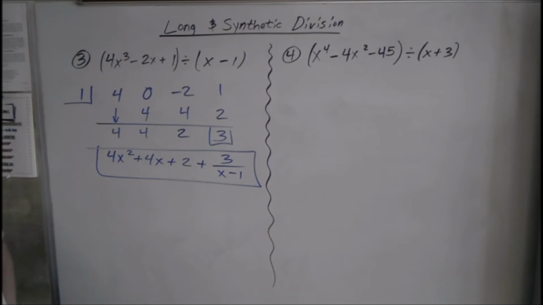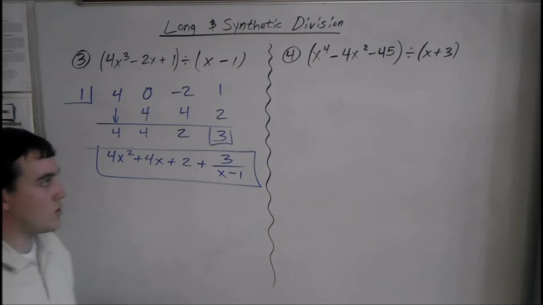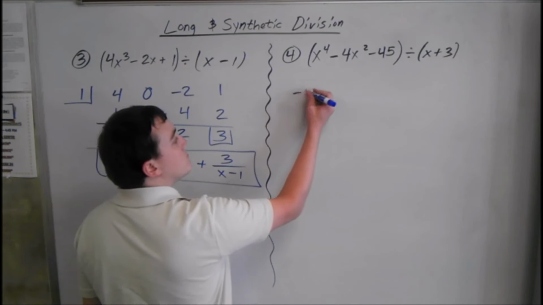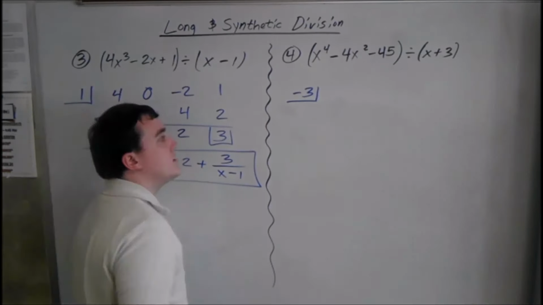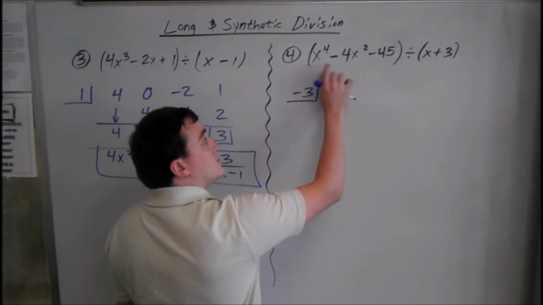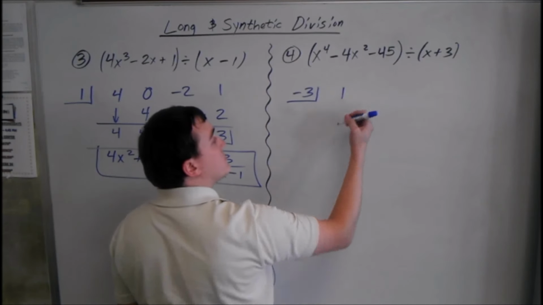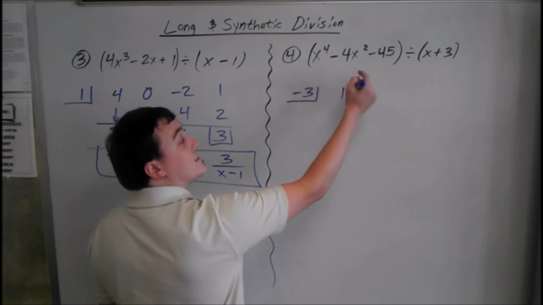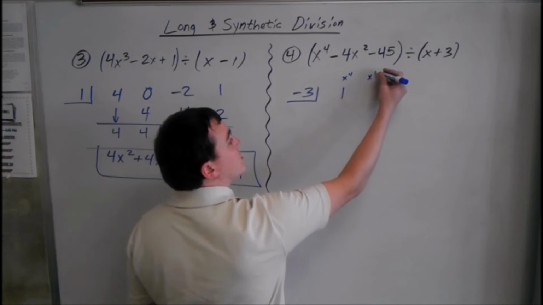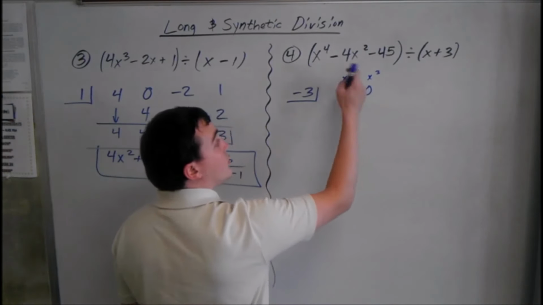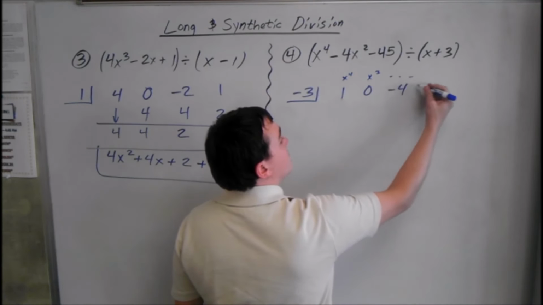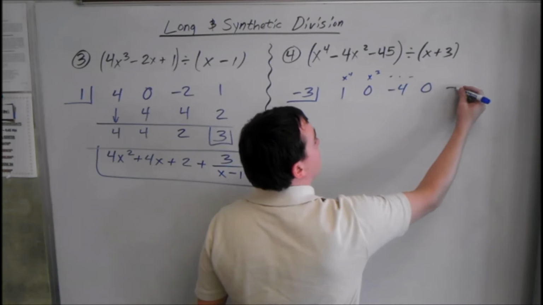For the second one, same thing. First, find the 0 of what you're dividing by. What makes this 0? So negative 3. Put that in the little top left-hand corner, and then we list the coefficients of this thing. So we have 1. That's our x to the fourth. There's no x cubed term, so our x cubed term is 0 because there is no x cubed. Then we have negative 4, 0, and negative 45.